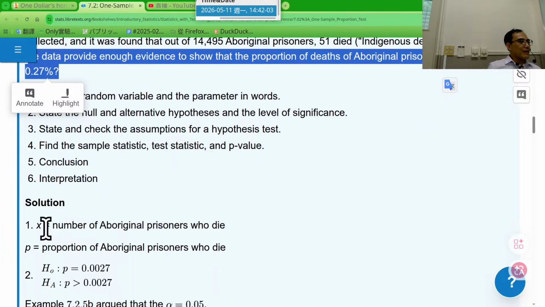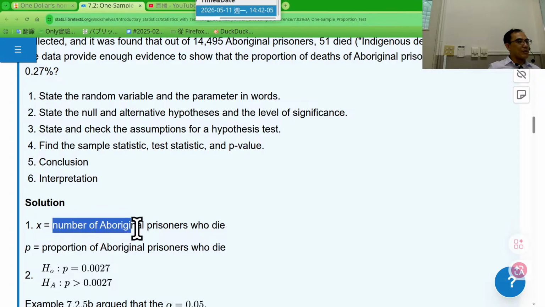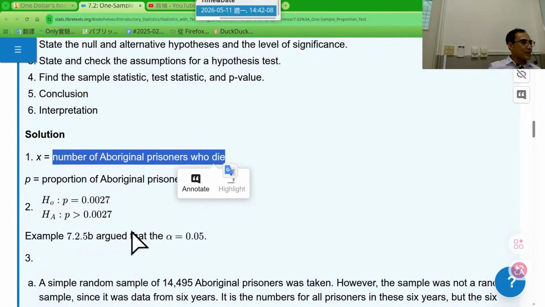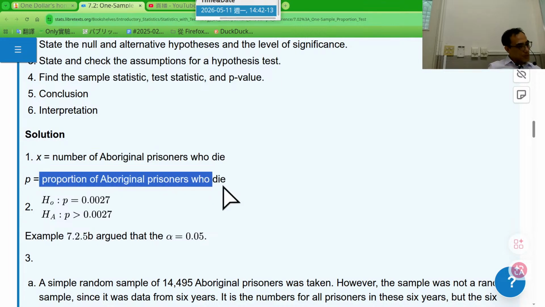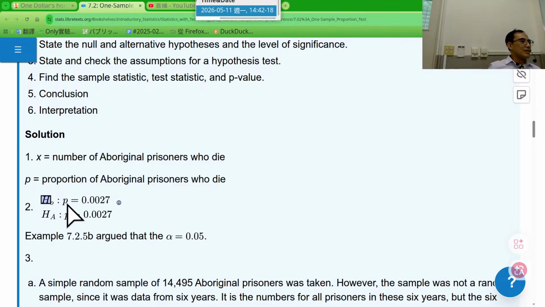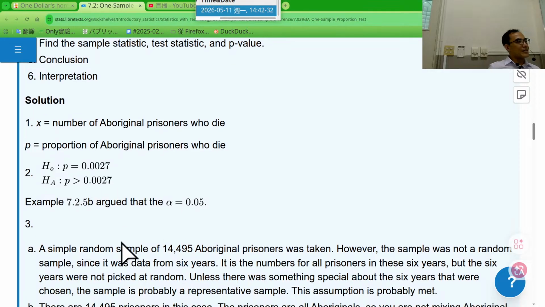Let X be the number of Aboriginal prisoners who died, and P the proportion of Aboriginal prisoners who died. Then the null hypothesis H0: proportion is equal to 0.0027. Alternative hypothesis: proportion is greater than 0.0027, and set the alpha level at 0.05.